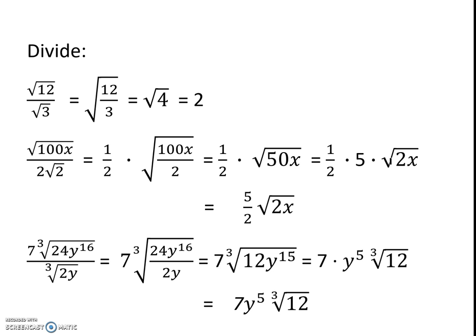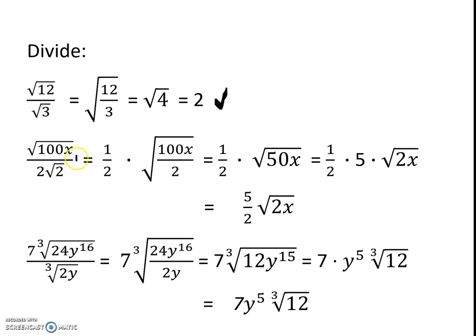Next, we're asked to divide, and again, we can write the square root of 12 over the square root of 3 as simply the square root of 12 divided by 3, which of course is the square root of 4, which we know is 2.